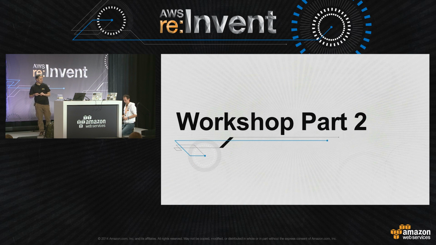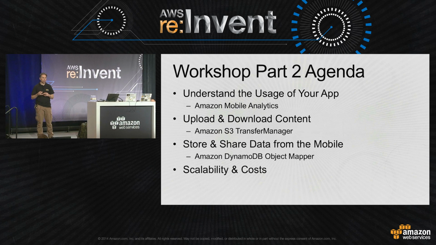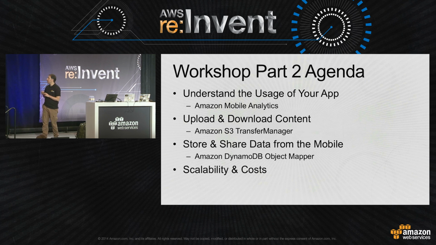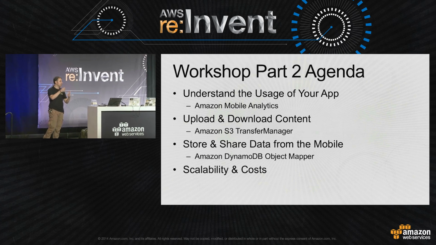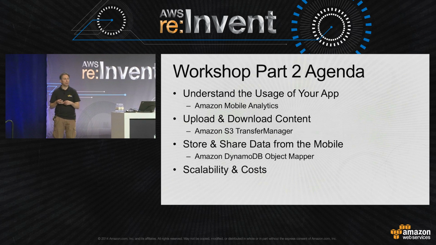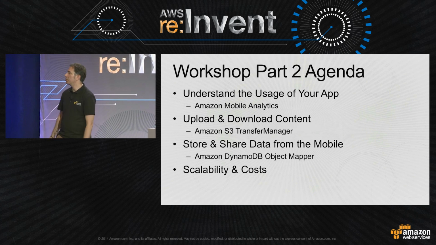Okay, so let's start with the second part. In the second part, as I told you, we will focus on how to understand the use of an application by your users, how to upload and download content directly to Amazon S3, and how to store and share structured data using DynamoDB directly from the device, so a database. And we will introduce the use of the object mapper that allows you to do that very easily because you can just annotate your object and it will be mapped into the DynamoDB schema. And then we will review scalability and cost.